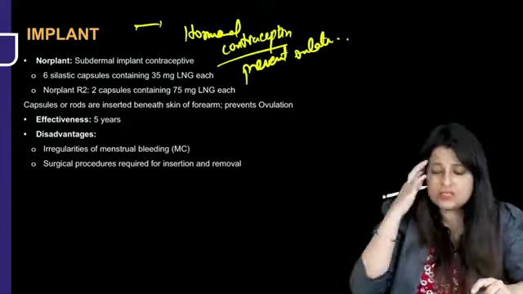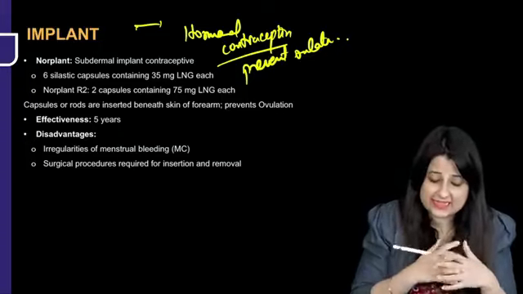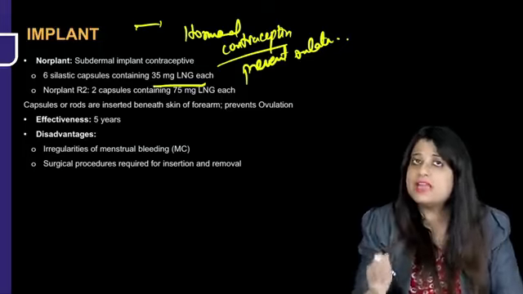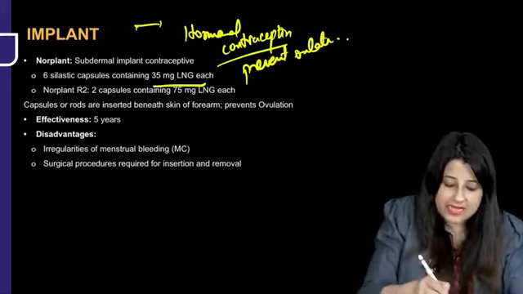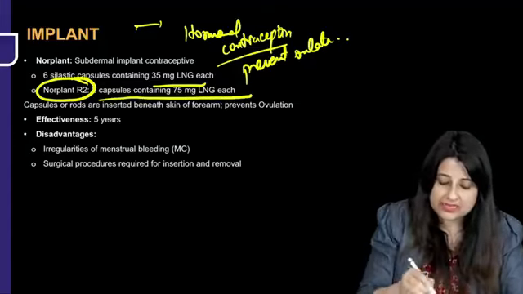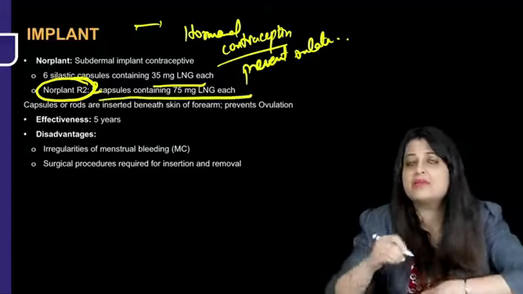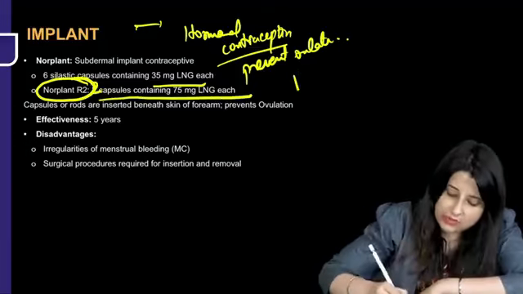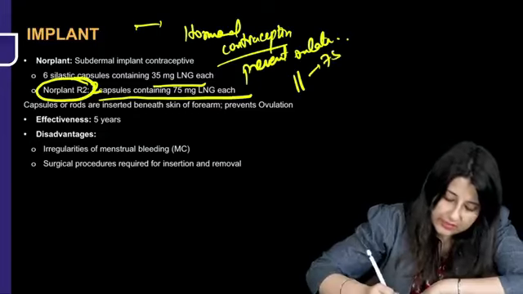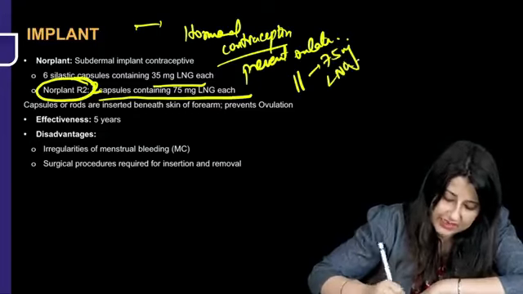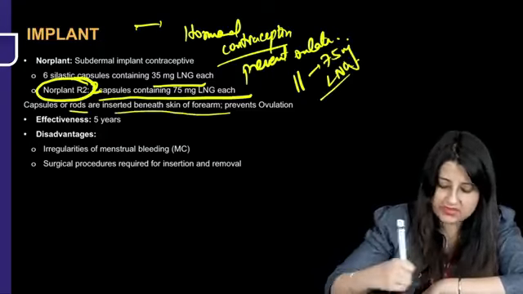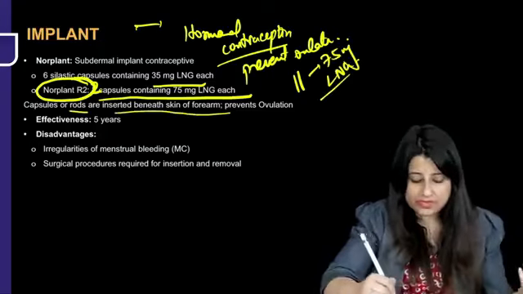Now, earlier there were 6 elastic capsules containing 35 milligram levonorgestrel each. So they only have levonorgestrel. Now, we have something known as Norplant R2, in which 2 capsules containing 75 milligram levonorgestrel each are inserted. There are just 2 capsules which contain only 75 milligram levonorgestrel. What is done is that the capsules or rods are inserted beneath the skin of the forearm. So why would anybody want that?